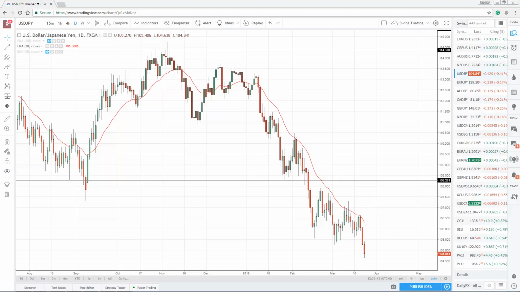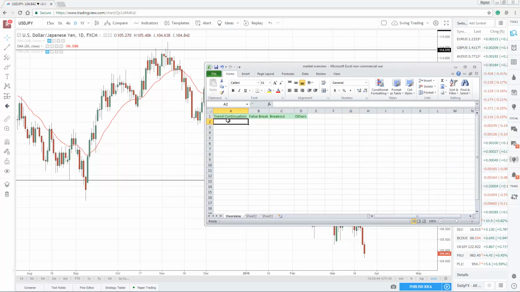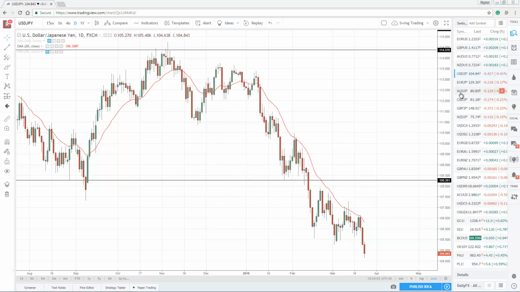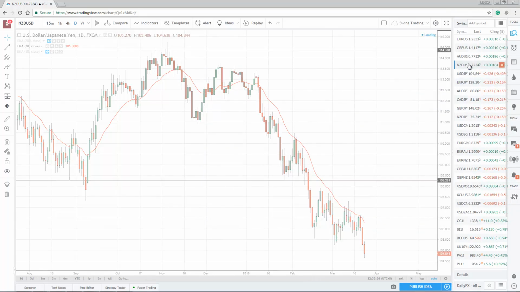So anyway, what you want to do is just go to your Excel spreadsheet, dollar yen daily. Under trend continuation, you know that on dollar yen daily, there is a possible trend continuation trade. So moving on, let's for example look at New Zealand dollar.